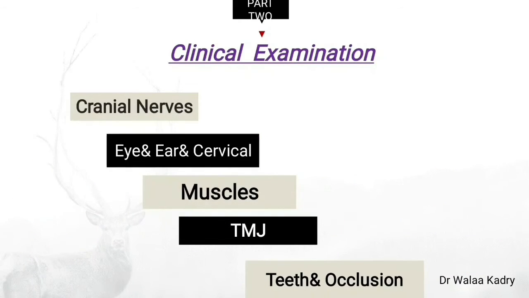Clinical examination is performed to exclude other sources of pain, and we should make a gross examination first, starting from facial symmetry to detailed examination that may include cranial nerves, eye, ear, cervical, muscles, TMJ, dental, and occlusal examinations. For the above mentioned, if any of them is positive, referral to specialists should be performed.